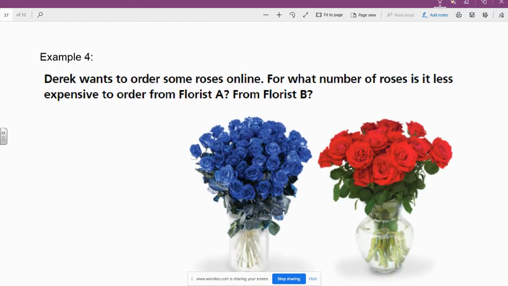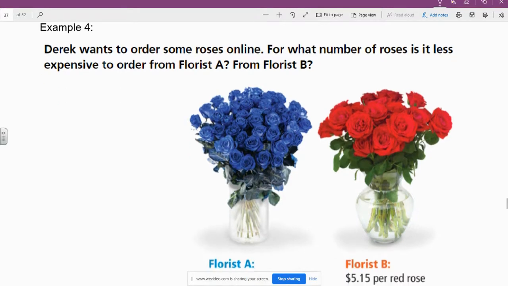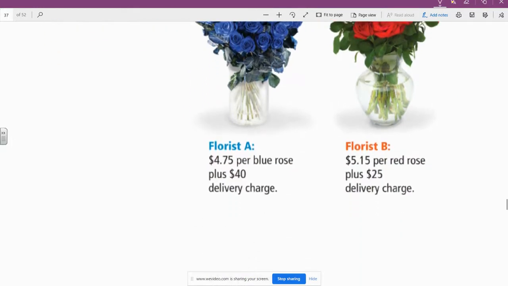Last example here is going to be a storyline. It says Derek wants to order some roses online. For what number of roses is it less expensive to order from florist A than from florist B? Let's see what we got here.